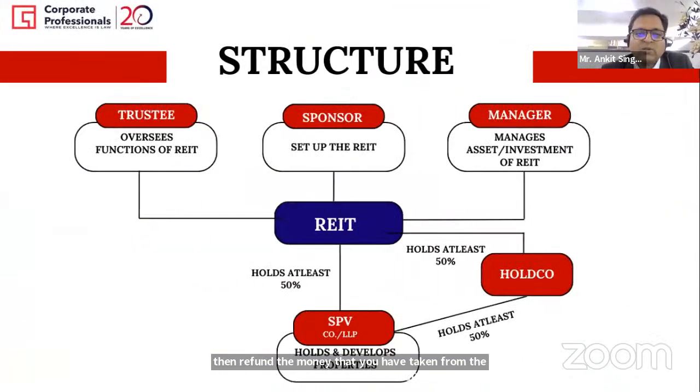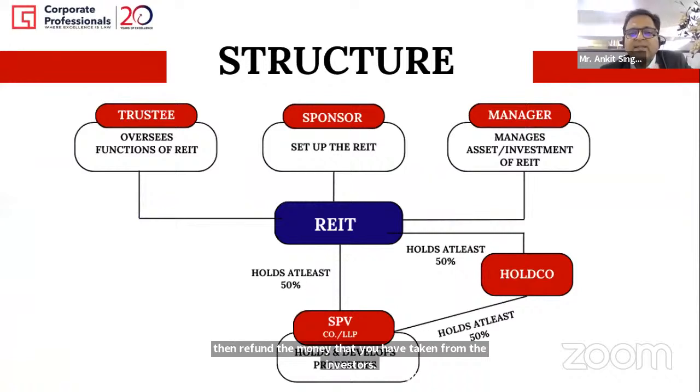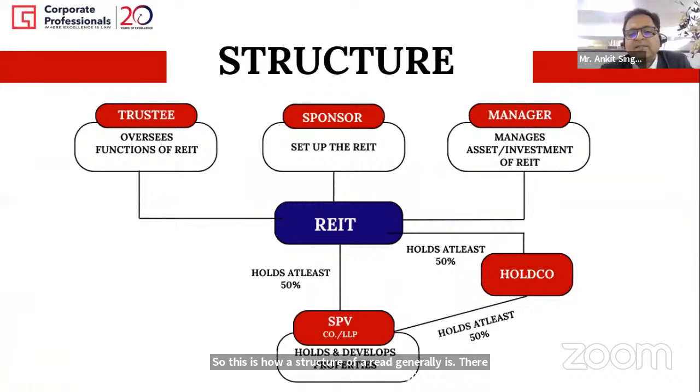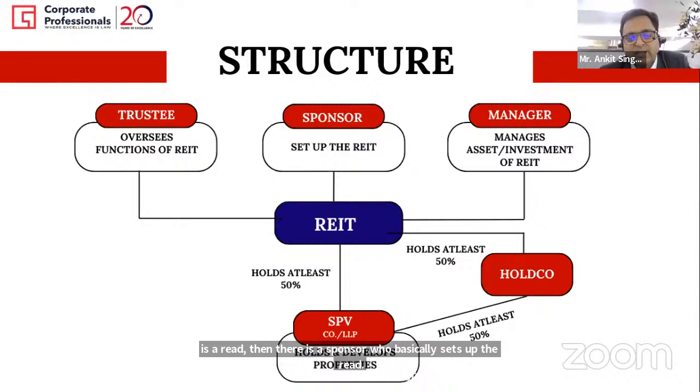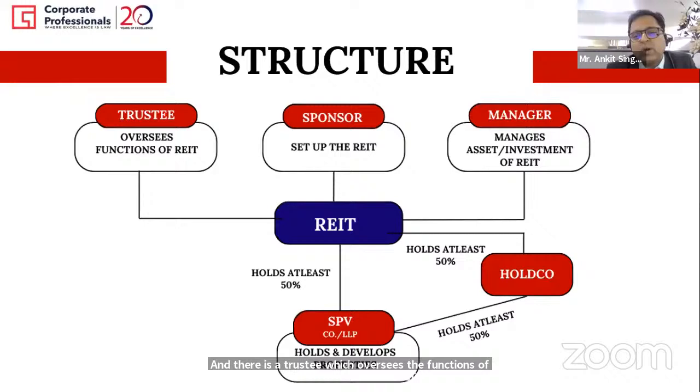So this is how the structure of a REIT generally is. If there is a REIT, then there is a sponsor who basically sets up the REIT, and there is a trustee which oversees the functions of the REIT. Then there are managers who are actually the managers of the REIT. They take all the decisions with respect to the investment, how the investment will be managed, everything related to the business.